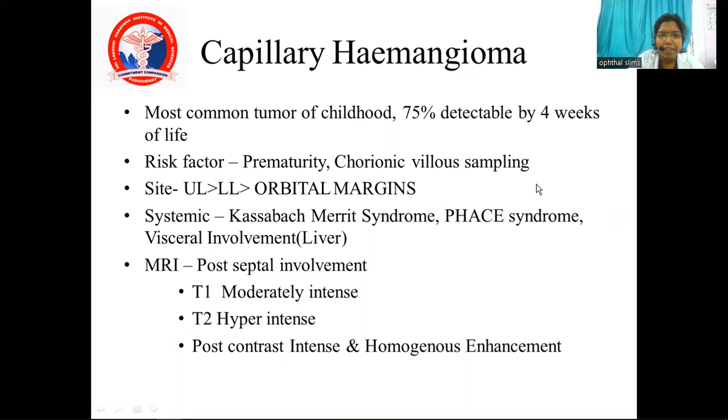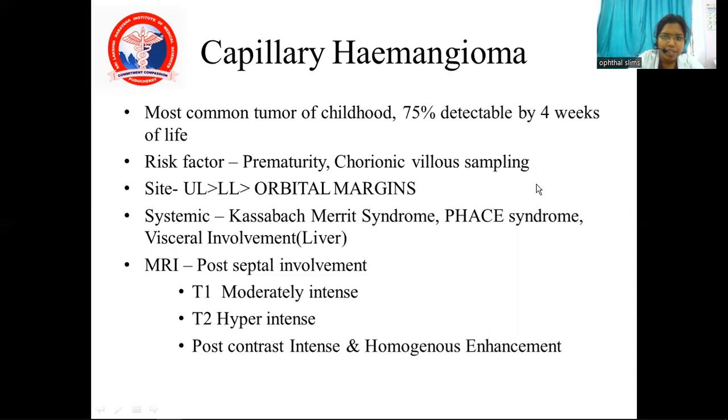Then the next entity is capillary hemangioma. Capillary hemangioma is the most common tumor of childhood, and in 75% of cases it is detectable by the 4th week of life. The risk factors for capillary hemangioma are prematurity and chorionic villus sampling, and the most common site is the upper lid, followed by the lower lid and orbital margins.